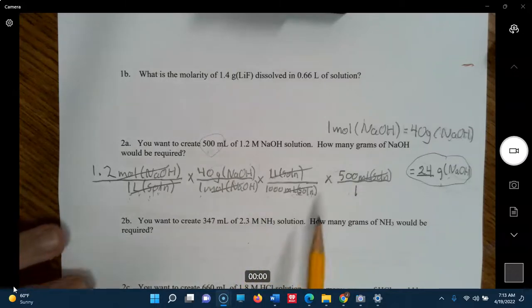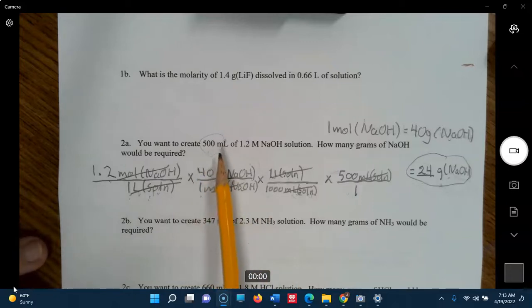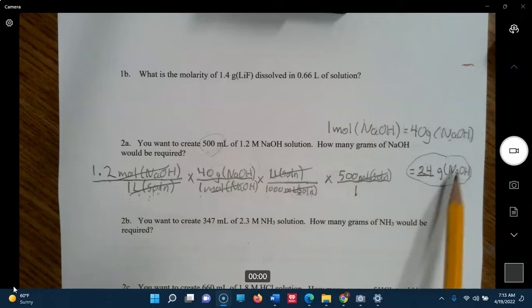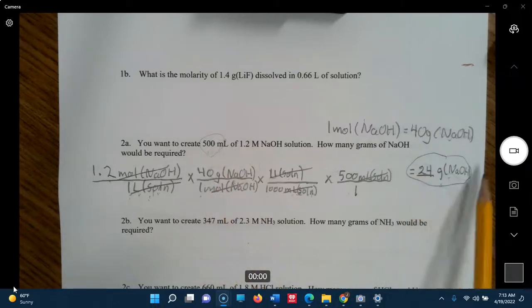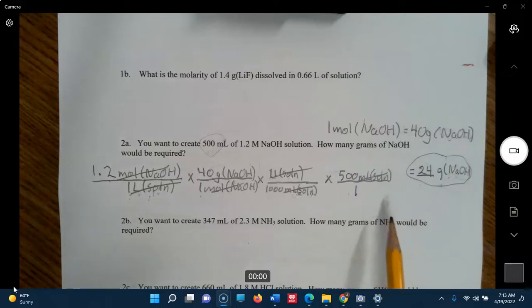The way you mix this, by the way, so you end up with exactly 500 milliliters of solution, is you put the solid NaOH in first, and then you fill up the water until it's at exactly 500 milliliters. If you fill up 500 milliliters of water and then put the NaOH in, it's going to end up being more than 500 milliliters, okay? So you add the solid first, and then pour in the liquid second. That's a little lab technique.